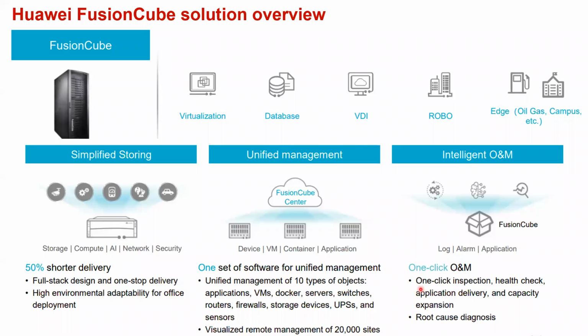We have live and historical performance reports, and inbuilt health check and inspection functions, which make your O&M operations easier. So you can remotely make all your decisions for the systems. You can power on remotely, and do capacity expansion remotely. All these things are done from this management system.